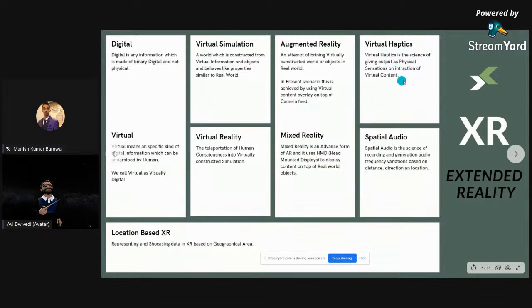This is called virtual haptics, and virtual haptics is basically the science of feeling physical phenomena in the virtual world. For this we use a lot of robotics, and using that robotics we create the illusion that virtual things actually exist, and you can actually sense them with your fingers, with your hand, with your body, or maybe through some simple vibrations. That science is called virtual haptics.